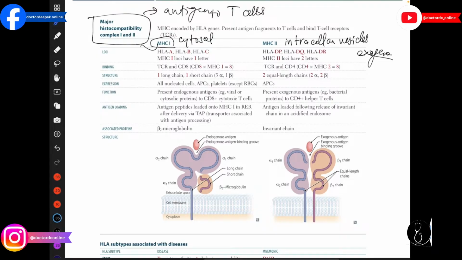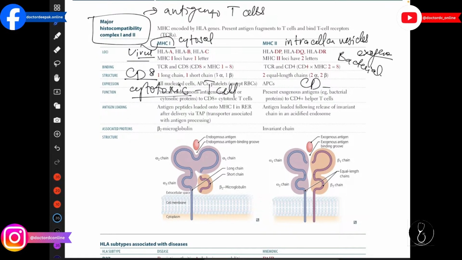MHC class 1 is going to collect viral antigens, and MHC class 2 is related to bacterial antigens. MHC class 1 interacts with CD8 and also activates cytotoxic T cells, and MHC class 2 is going to interact with CD4 and also activates helper T cells.